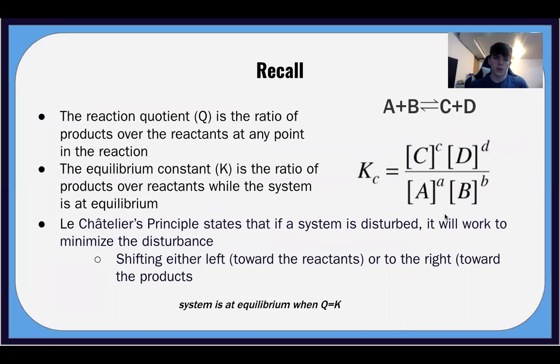First, some information to recall. The reaction quotient, Q, is the ratio of products over reactants at any point in the reaction. The equilibrium constant, K, is the ratio of products over reactants while the system is at equilibrium. Le Chatelier's principle states that if a system is disturbed, it will work to minimize the disturbance, shifting either left towards the reactants or right towards the products. The system is at equilibrium when Q equals K.